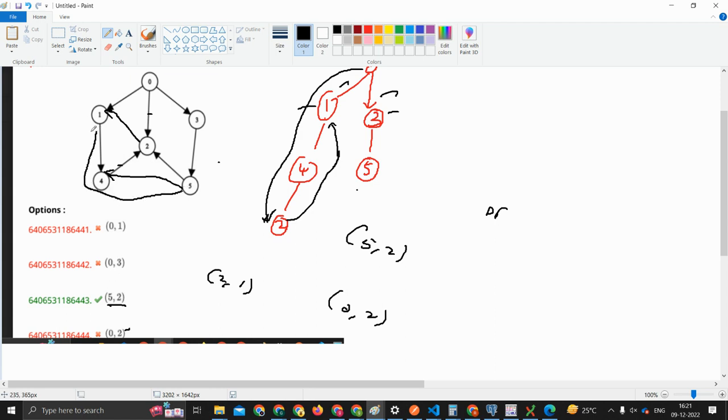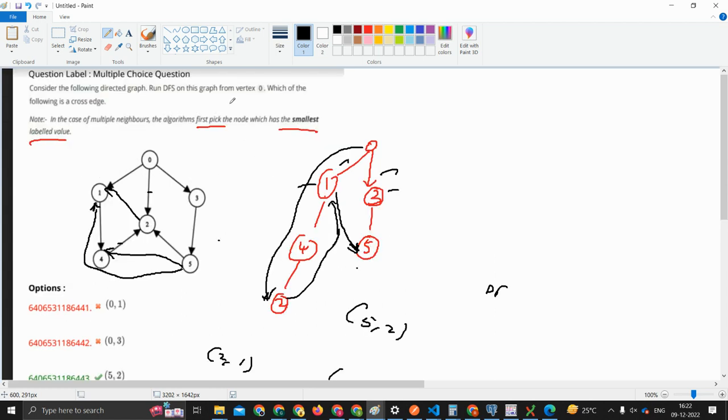Sorry, yeah, it's a cross edge. I mean, back edge, cross edge. But if you draw 1 to 5, will it change? That's a forward edge. No, that's a cross edge. Forward edge, but it's a cross edge, right? 1 to 5, yeah. Cross edge, but it still won't affect the graph, right? As we have given the condition of ascending order, smallest labeled value.